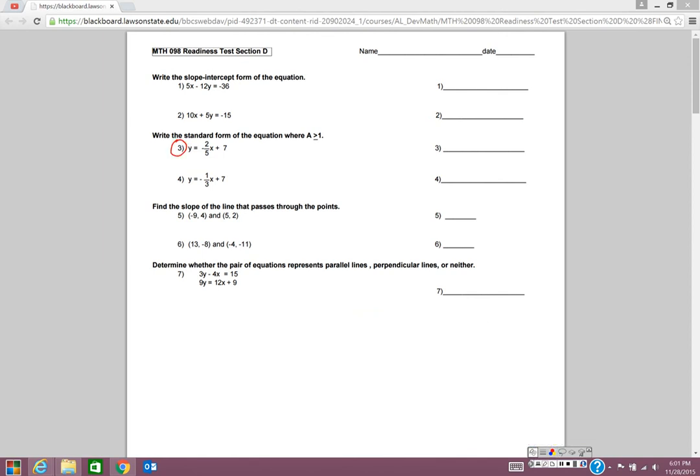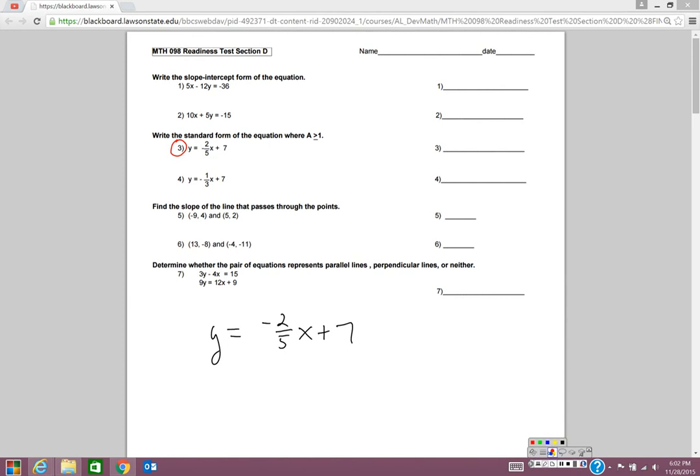So what I recommend you do is to get rid of your fractions first, because it seems like it makes things so much easier when you rid yourself of the fractions. So how would you get rid of this fraction here? Well, since this is an equation, you have to multiply both sides by the same thing. You can't multiply one side by something and not the other, because you always have to balance the equation.